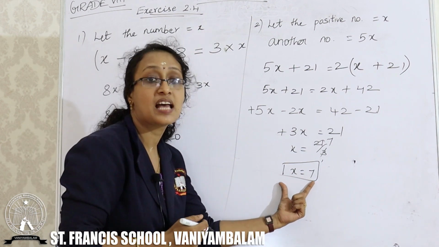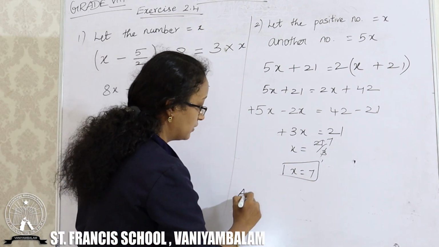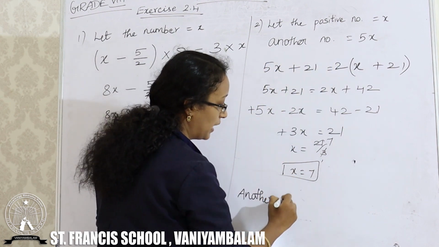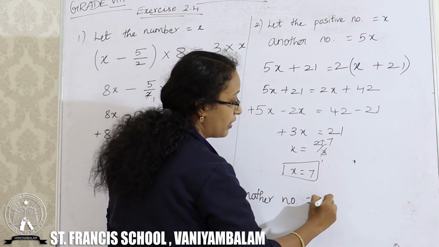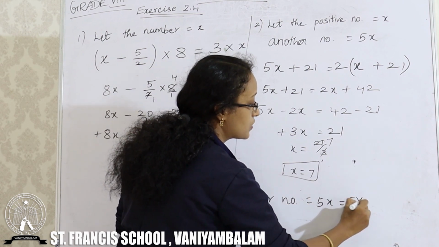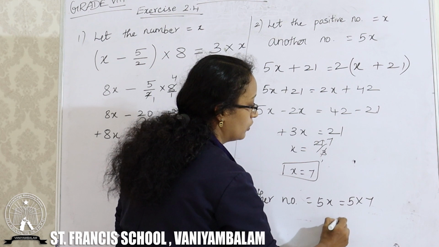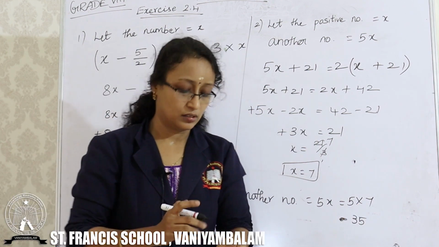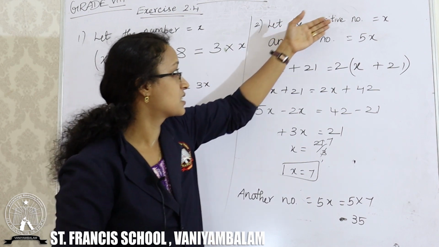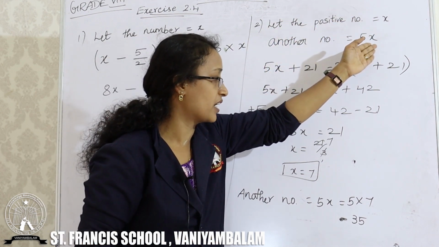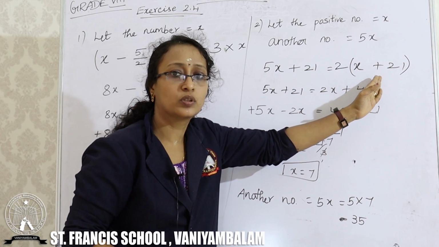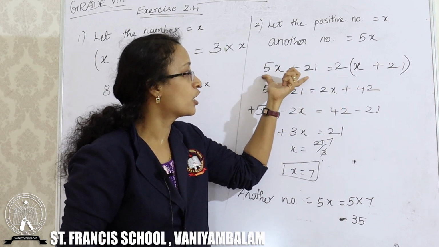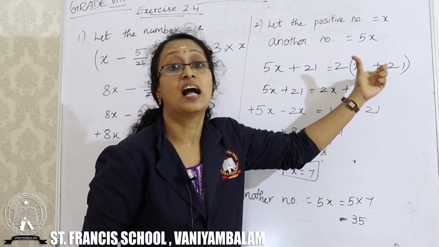One of the numbers is x. What is the another number? Here we know what is the another number. Another number is 5x. So, 5 into 7 which is equal to 35. So, we got both the numbers, right. One number is x and the another number is 5x. 21 is added to both the numbers and it is given, condition is given, one of the new numbers is twice the another new number.